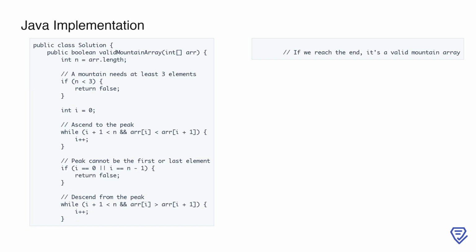Next, we initialize a variable i to 0, which will serve as our pointer to traverse the array. The first phase is to ascend the mountain. Using a while loop, we continue moving the pointer i as long as the current element is less than the next one. This represents the climbing process, where the elements are strictly increasing. After this loop, i should ideally point to the peak of the mountain. However, we add a condition to ensure that the peak is neither the first element nor the last element of the array. If i is 0 or equals n-1, we return false, as this would mean the array doesn't have a proper peak or descent.